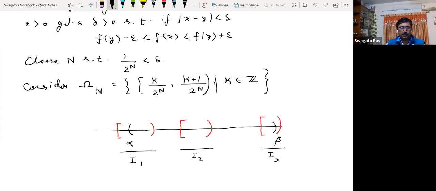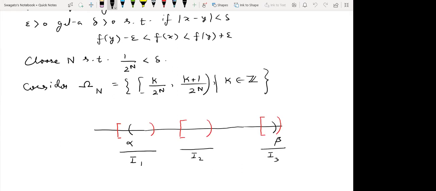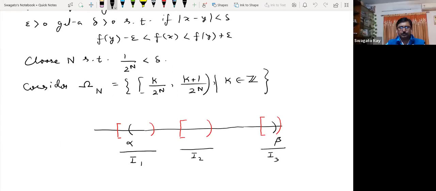What is the length of this interval I1? Less than epsilon. Yes, it's less than epsilon because the length of this interval is 1 by 2 to the power n, and 1 by 2 to the power n has been chosen in such a way that it is less than delta. So by uniform continuity, if you choose any 2 points, x and y in I1, mod of fx minus fy is less than epsilon. The same applies to I2, same applies to I3, because all these intervals are of same length. Okay, so far?